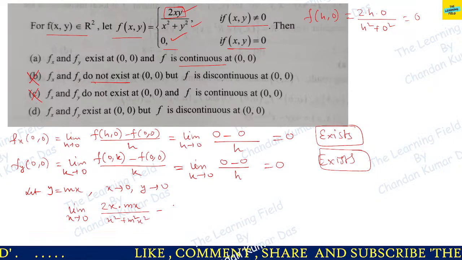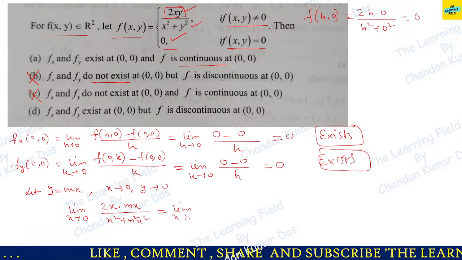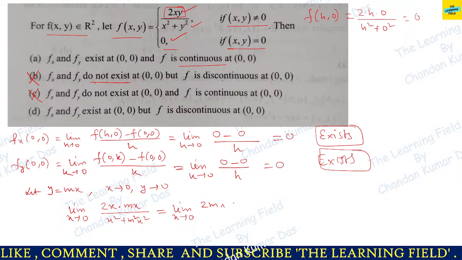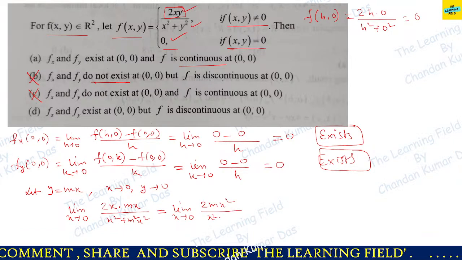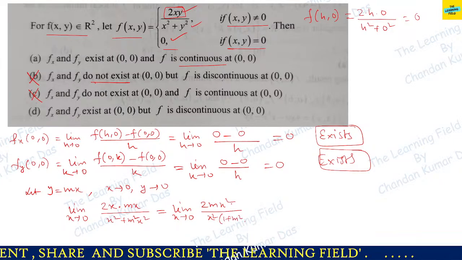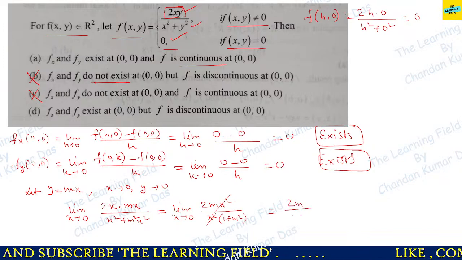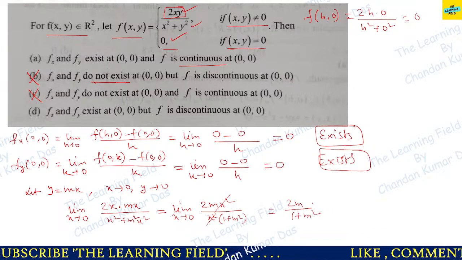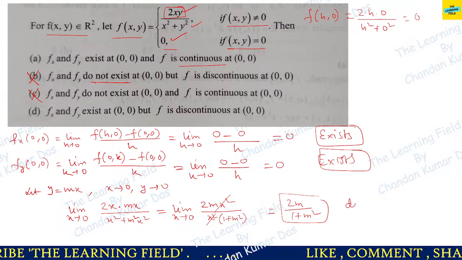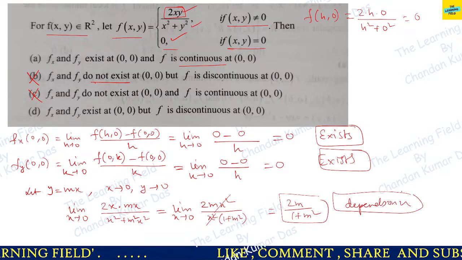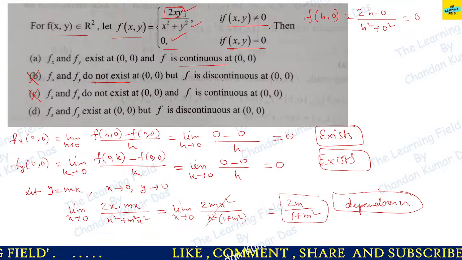Okay, this is equal to limit x tends to 0, 2m x square by x square, take common 1 plus m square. Okay, so x square got cancelled, so this is equal to 2m by 1 plus m square. So this depends on m. Okay, depends on m, that means this limit gives different values for different values of m.